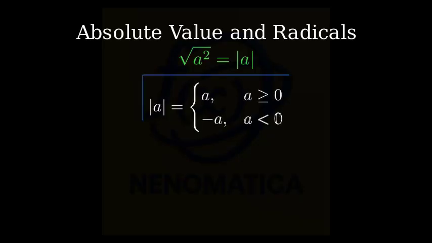Absolute value measures distance from 0 on the number line. That distance is never negative. We can define it piecewise as: absolute value of a equals a when a is greater than or equal to 0, and equals negative a when a is less than 0.